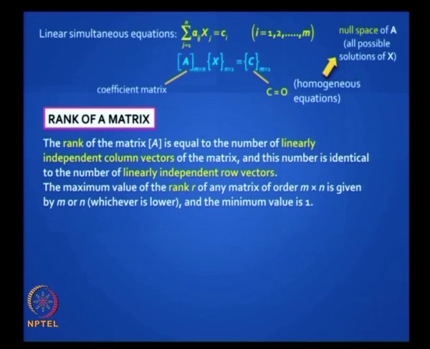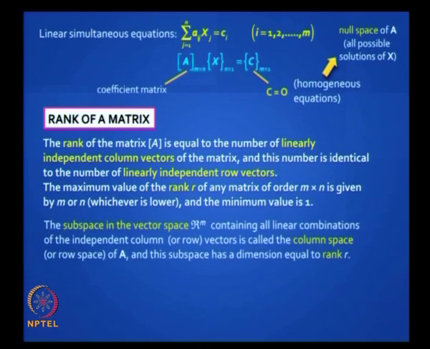So the maximum value of the rank R of any matrix of order m by n is given by either m or n, whichever is lower, and the minimum value is 1. Let us look more closely at this. The subspace in the vector space Rm containing all linear combinations of the independent column or row vectors is called the column space or row space of A, and this subspace has a dimension equal to the rank R. So you have to finally get to the number of linearly independent vectors.